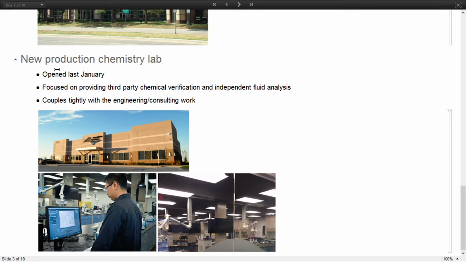And it couples tightly with the engineering work. When you've got models that you're running simulations, they require parameters that you get from running these kinds of analysis on the fluid samples themselves. So it couples very tightly with it, and it was sort of something we're aiming to increase as far as coupling even more in the future.